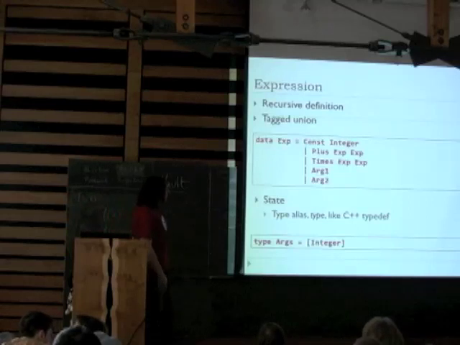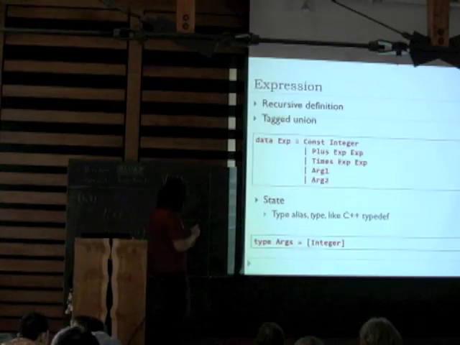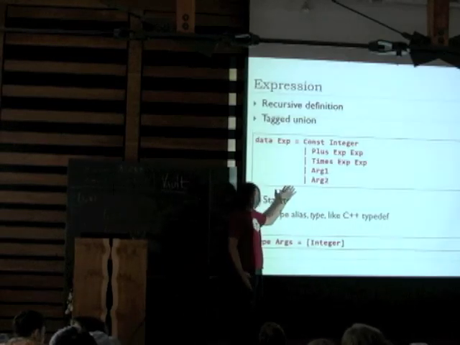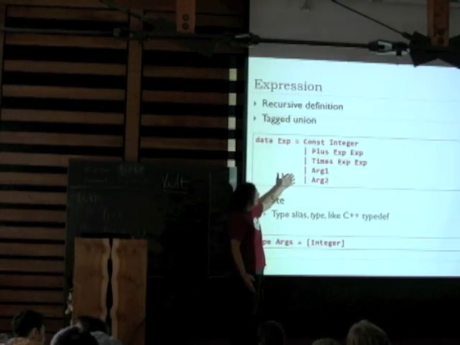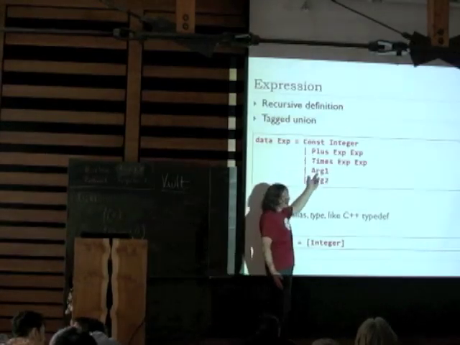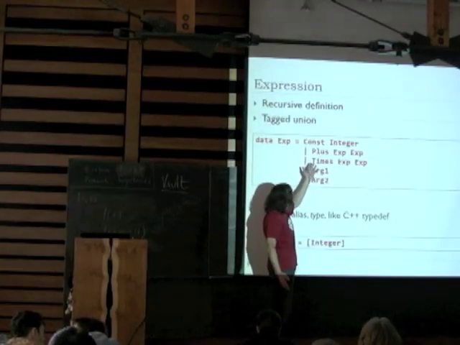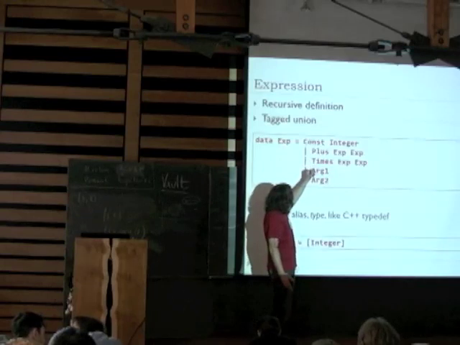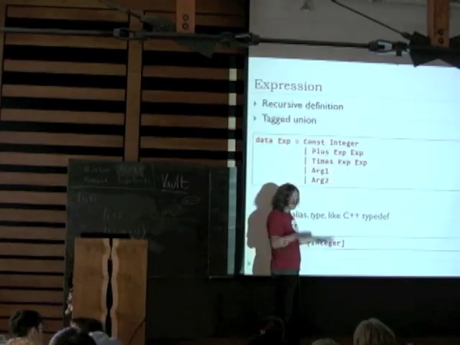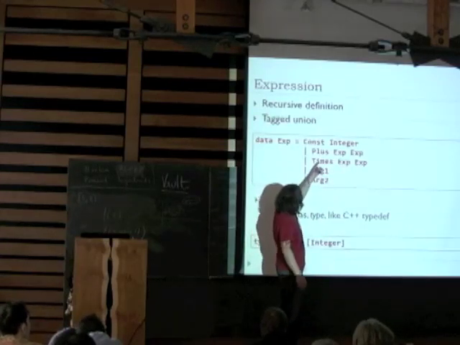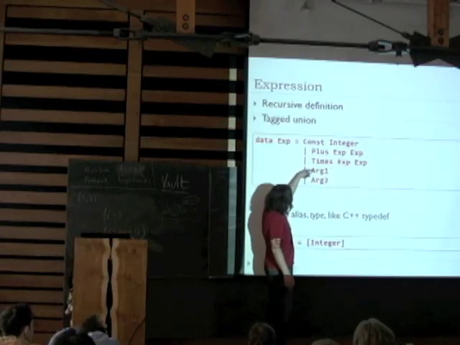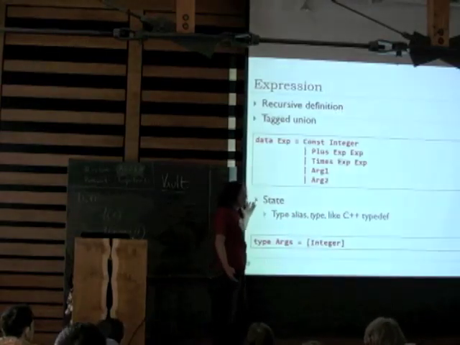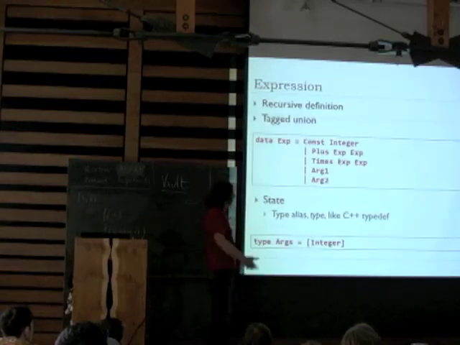So let me start. First I do this in Haskell, then I'll do this in C++. So in Haskell, my expression tree, it's just a tagged union, right? So I'm listing different kinds of nodes. And these are type constructors for these nodes. So a node or expression could either be a const that takes an integer as an argument and stores it. Could be a plus that takes two expressions, arbitrary expressions. So this is a recursive type definition. Could be a times that takes two expressions, or it could be placeholder arg1 or placeholder arg2. So that's my tree. This is how you define a tree in Haskell. Very simple. It's a recursive definition.